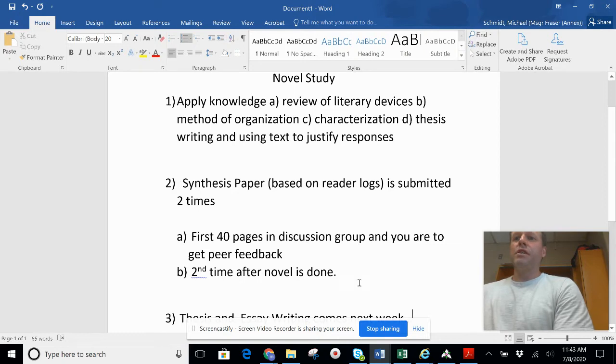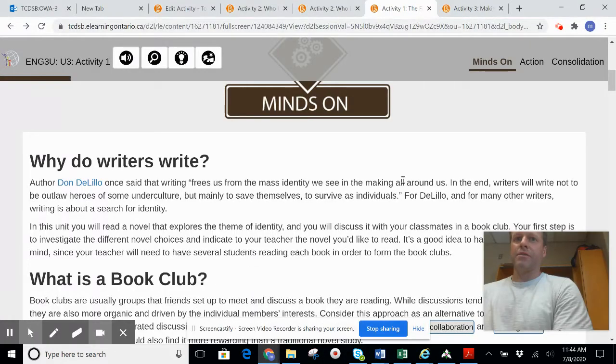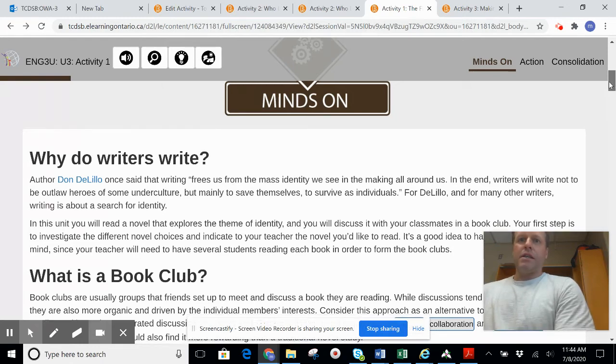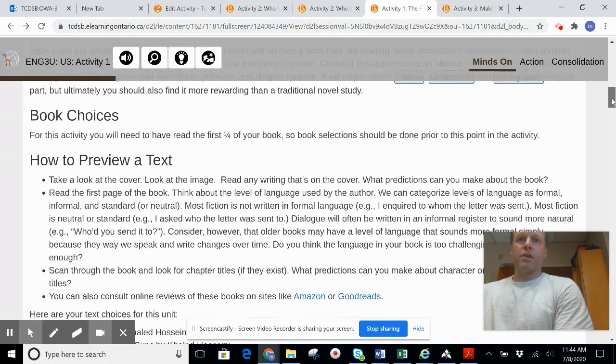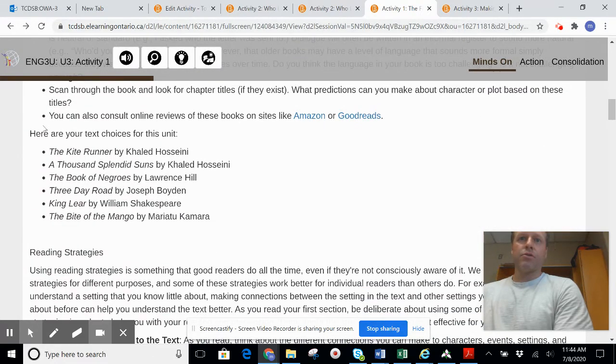The first thing you need to do when you go to the content, let me go back to activity 1, is it goes through what a book club is, what your book choices are for your activity. Here are your text choices: The Kite Runner, A Thousand Splendid Suns, The Book of Negroes, Three Day Road, King Lear by William Shakespeare, and The Bite of the Mango. I would not do Shakespeare on your own right now. I would do one of the other ones.